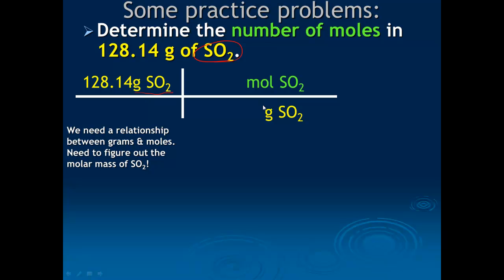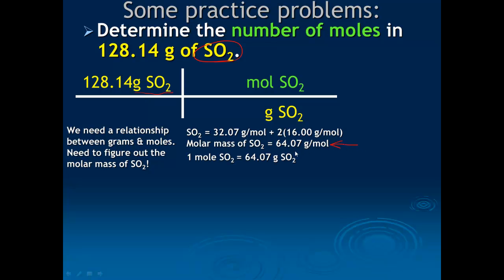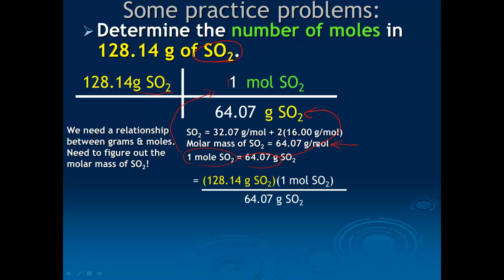I look for my relationship between moles and grams. By doing this, grams comes off the periodic table. I add up 1 sulfur and 2 oxygen, and I get 64.07. That's the same as saying 1 mole. So 1 mole goes up here, equals 64.07. That's the number that's going to fill in there. So at this point, I can multiply the numbers across the top, divide by the numbers across the bottom, and this is what I get.